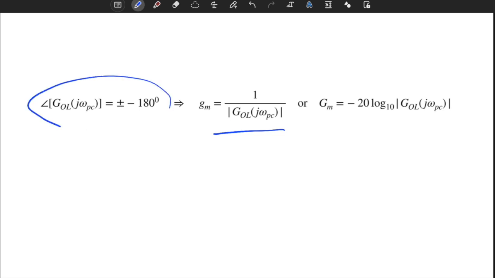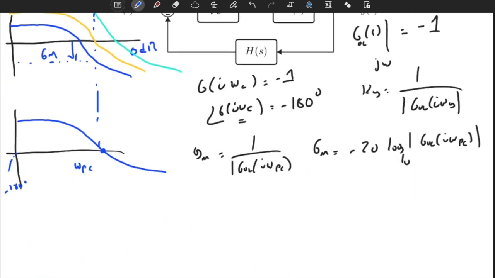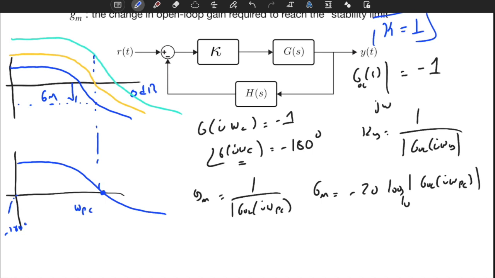Then using the phase crossover frequency, if we are given the open loop transfer function, we can compute the gain margin in classical units, and we can convert it to decibel units, which is equal to minus 20 log 10 of G OL of j omega at the phase crossover frequency. So this is the gain of the system at the phase crossover frequency. This is the scale, as you can see, and it's minus. So our gain in decibel units is negative here, and since I'm looking at the difference with respect to 0 dB, another minus makes it a positive gain margin.